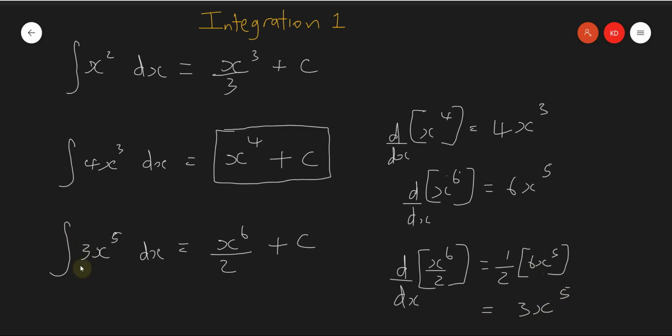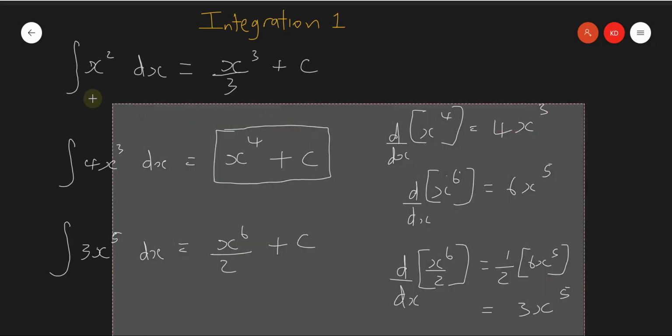So therefore, since we differentiated x to the 6th divided by 2 and got 3x to the 5th, that means if we integrate 3x to the 5th, we should get back x to the 6th over 2. And of course, we add our constant of integration, plus c. Now that does not have to be plus c, we could have plus k, plus b, but by convention we use plus c or plus k.